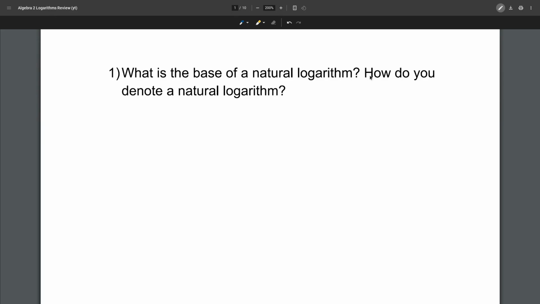What is the base of a natural logarithm? The way you can write a natural logarithm is with ln, and that stands for log base e. Okay, so the base is going to be e. And how do you denote a natural logarithm? That means how do you write a natural logarithm? So you write it with this ln here. Okay, let's keep going.